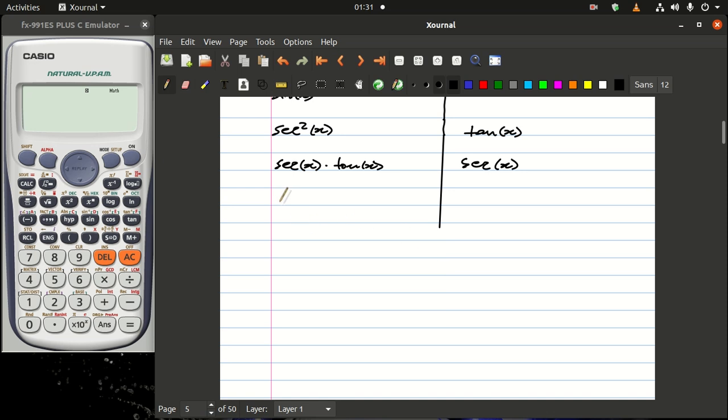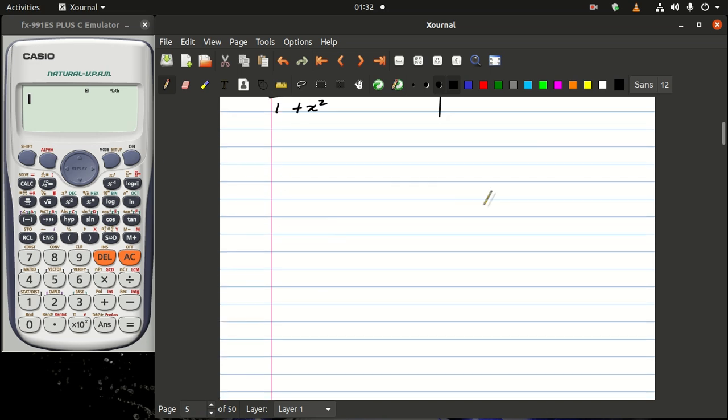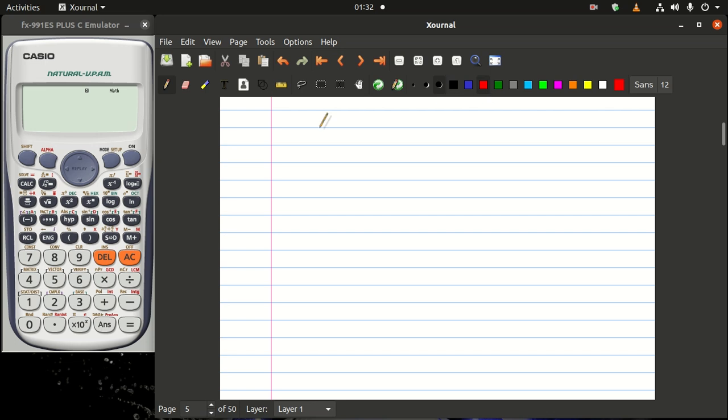So if you have 1 over 1 plus x squared, it is actually the derivative of tan inverse of x. Of course, we also have cos inverse and other things. Of course, you can prove these things. Can we try it? Because I don't think we took a derivative of this thing here.